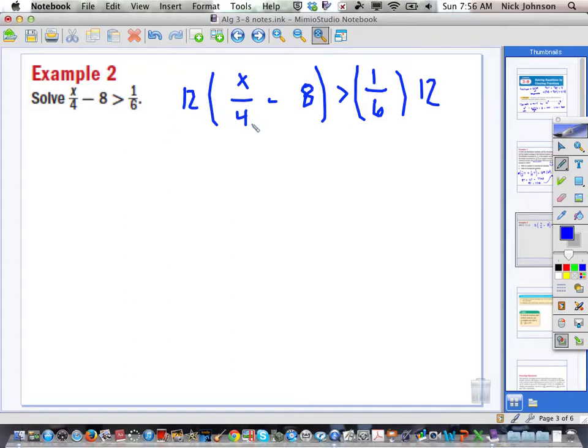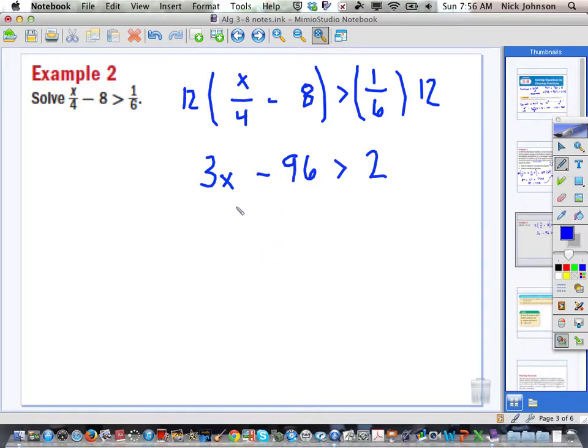So when I multiply this by 12, 12 times x is 12x, divided by 4 is 3x. 12 times a negative 8 is a negative 96. My inequality stays the same. 12 times 1, 6. 12 times 1 is 12, divided by 6 is 2.